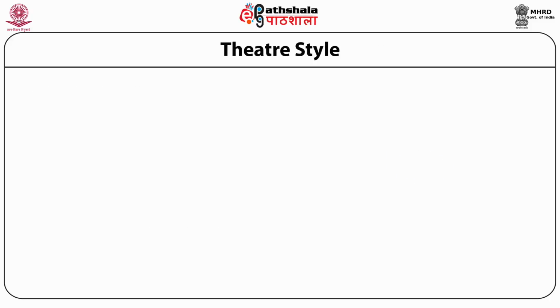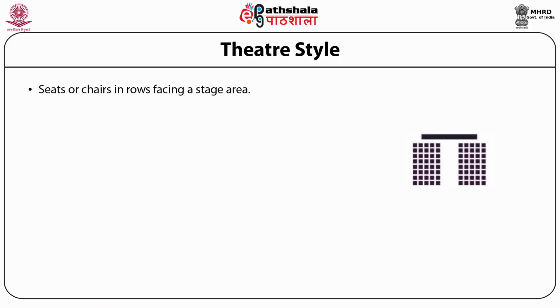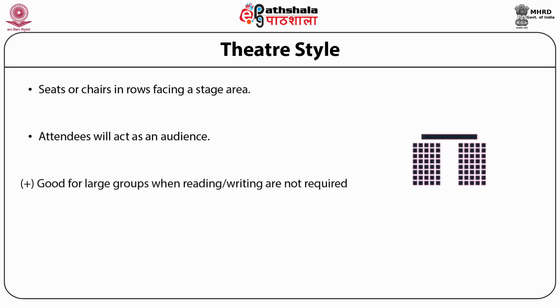There are some well-known meeting room layouts, such as theatre style. In this style, seats or chairs are arranged in rows facing a stage area, and the attendees act as an audience. This type of style is good for large groups when reading or writing are not required. The negative point of this style is that there is no writing surface available and there is minimal group interaction.